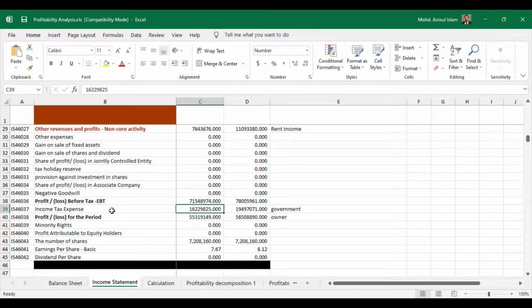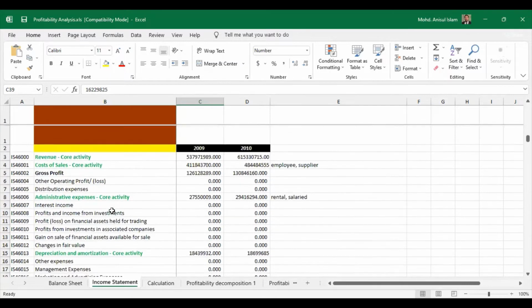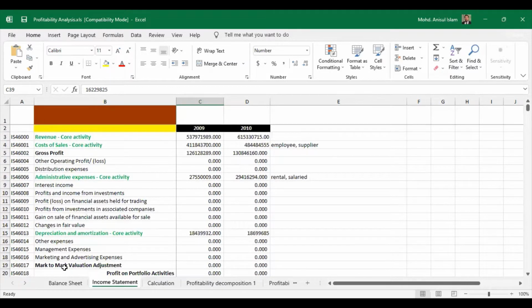So we know this. To make the spread analysis or the decomposition of profit, we need to first identify the balance sheet and the income statement items separately. And then we need to prepare the reformulated financial statements. This exercise has already been done. So how can we reformulate the financial statements?